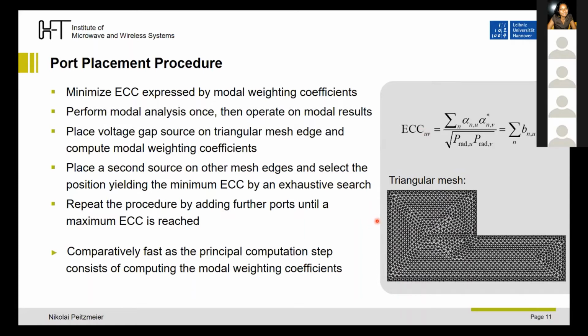And this enables us to perform an exhaustive search. So we simply try out all possible positions for the voltage gap sources and this way minimize the ECC. Of course, this is a very simple approach because it's just an exhaustive search, but it's comparatively fast because we work on modal parameters alone. So we just need one simulation run for the modal analysis and then it's a simple post-processing.